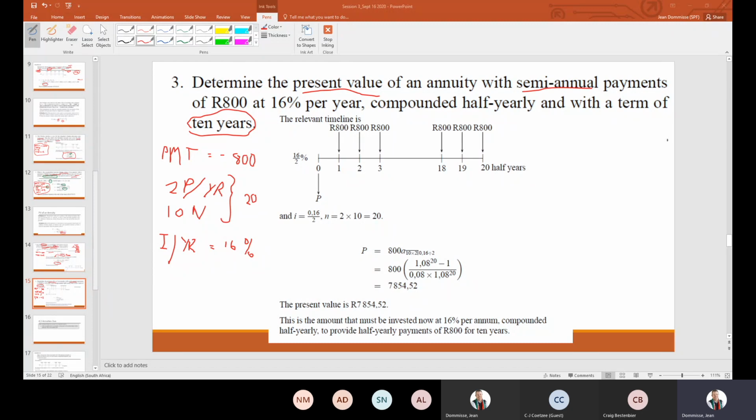Again, if you didn't want to work with 2 times per year, if it was the original 1 time per year in your calculator, then all that I would have done is I would have said 20 N, so that would have given you the 20 periods, but then you will need to divide.